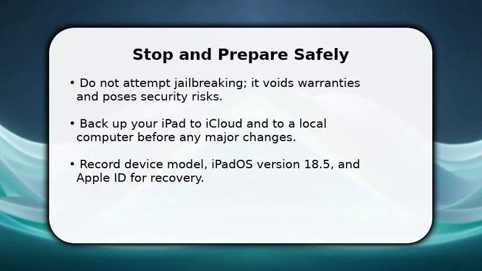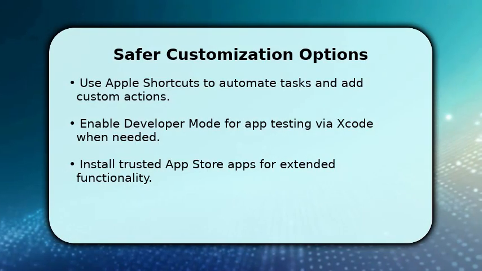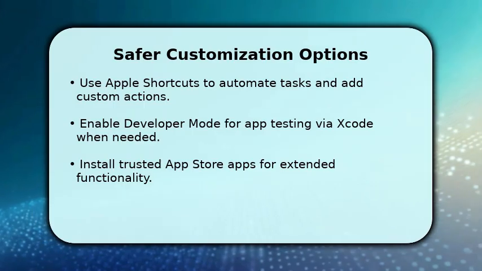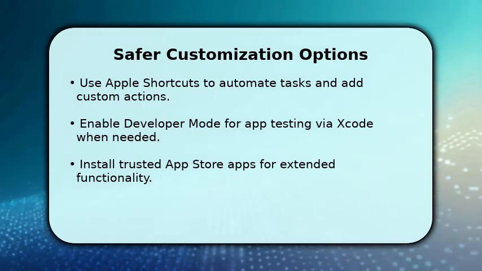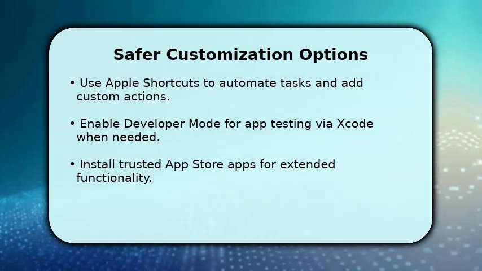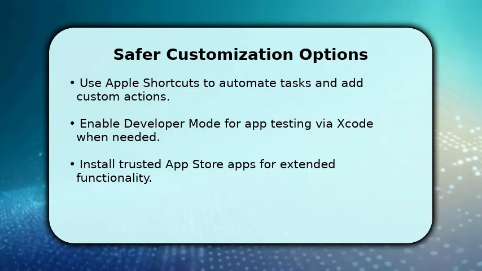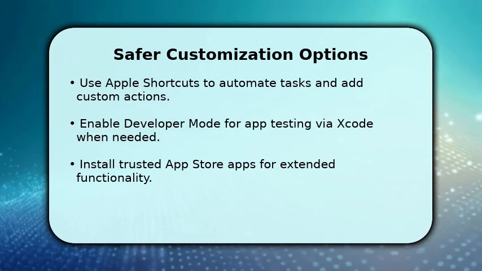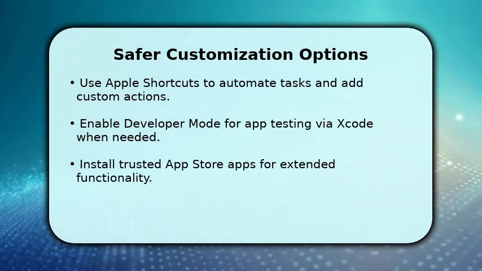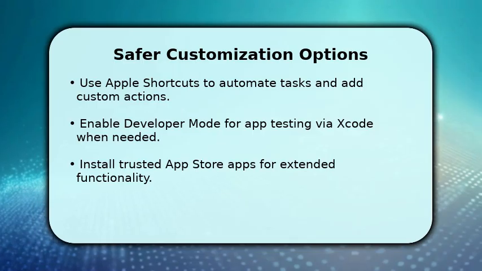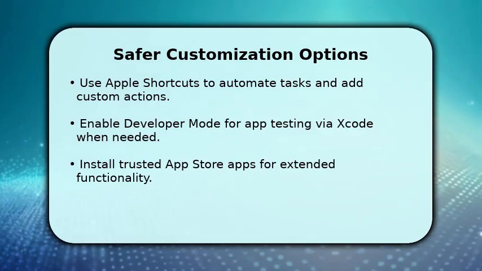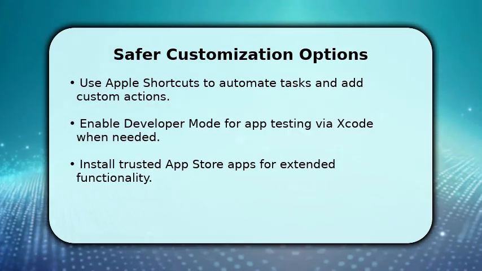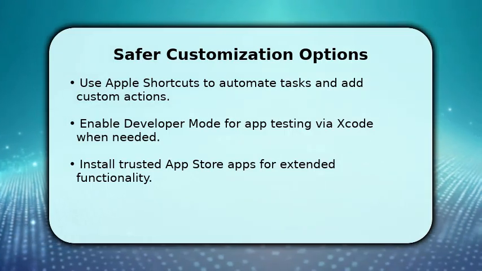Instead of jailbreaks, use supported tools to extend functionality safely. Start by building or importing shortcuts to automate complex workflows and add custom app-like experiences. If you're a developer, enable developer mode and sideload apps through Xcode on a Mac for testing purposes. This remains within Apple's ecosystem and reverses cleanly. Also search the App Store for reputable utilities that provide the features you want. These approaches give flexibility while preserving updates.